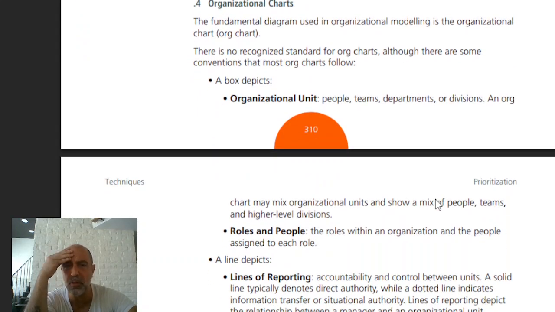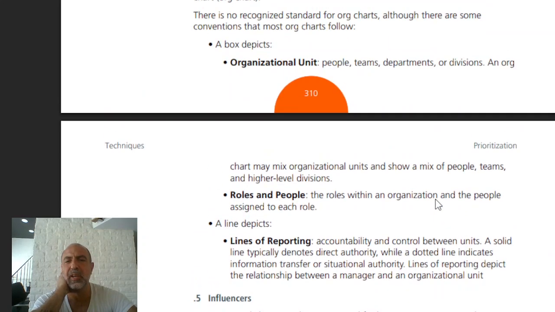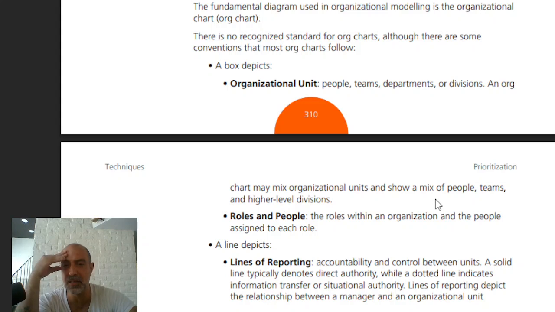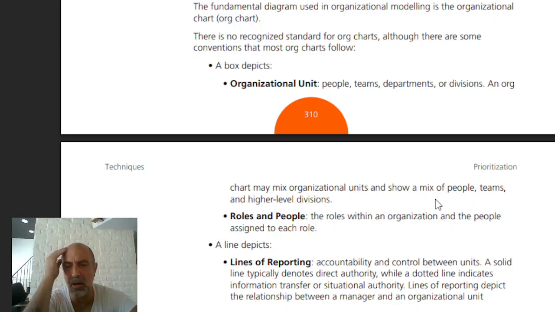Organization chart. There's no recognized standard for org charts, although there are some conventions that most org charts follow. A box depicts organizational units, roles and people. A box depicts either an organizational unit or roles and people. A line depicts reporting, and a circle starts and ends. And a diamond, if I'm not mistaken, represents kind of like an if-else statement. If this happens, this, and if this, or this, or it could be a hierarchy.